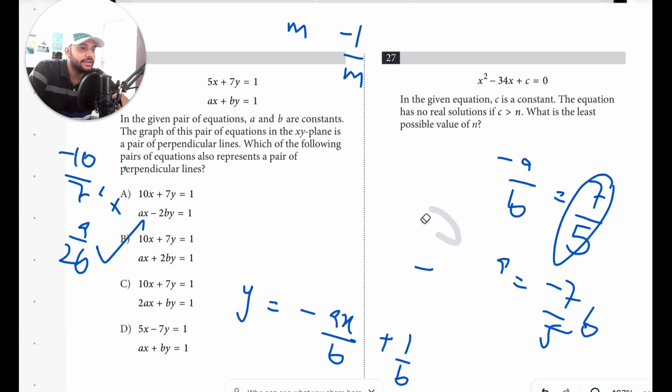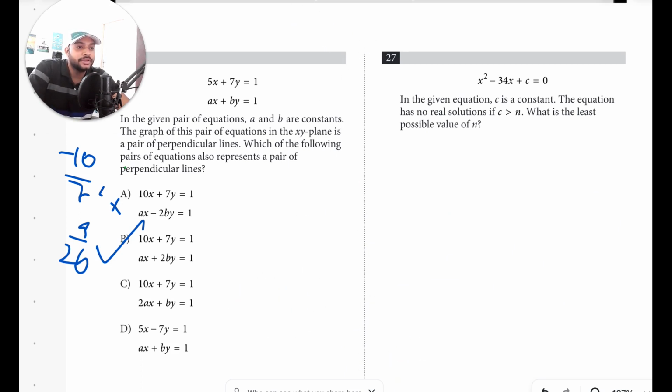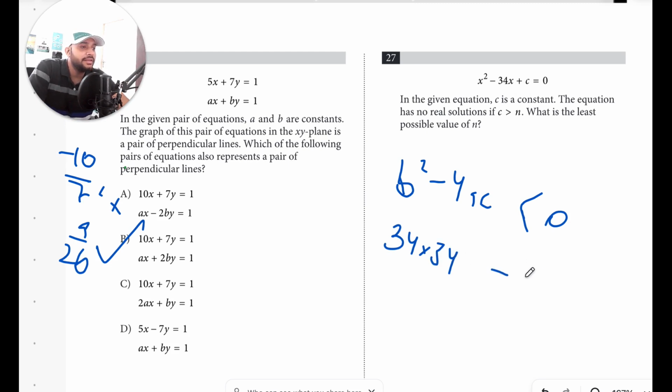Question number 27. In the given equation, c is a constant. The equation has no real solutions. If c is greater than n, what is the least possible value of n? No real solutions. Remember the discriminant. This is a quadratic equation. b squared minus 4ac must be less than 0 for no real solution. b is 34. 34 squared, 34 times 34, minus 4 times a, which is 1, times c, is less than 0.